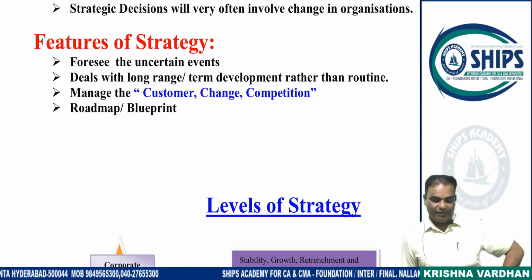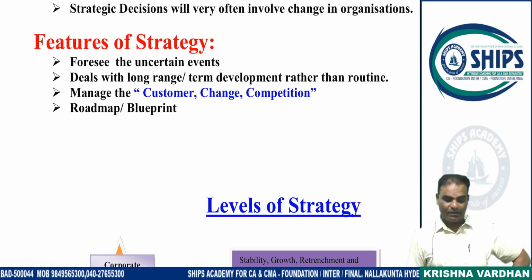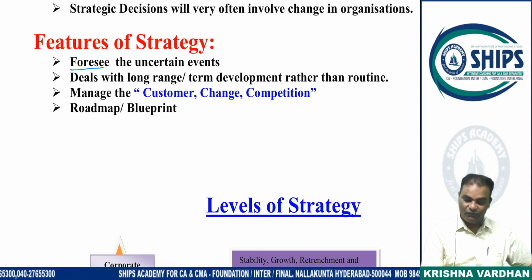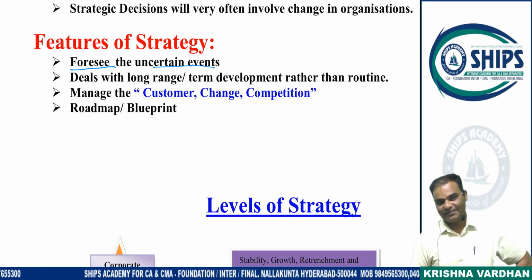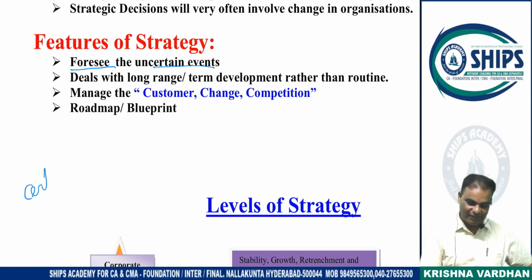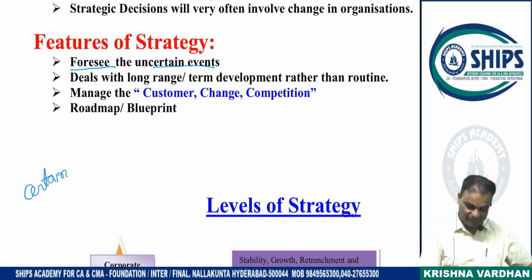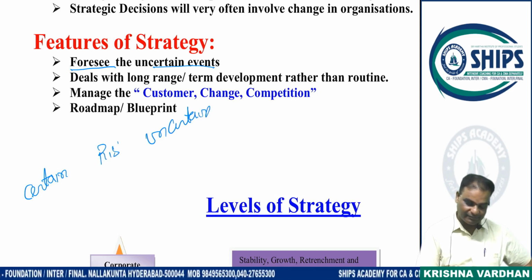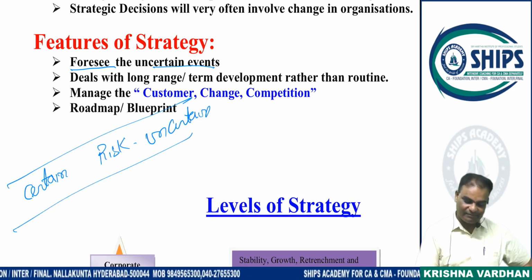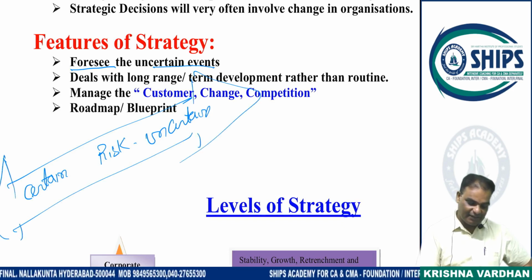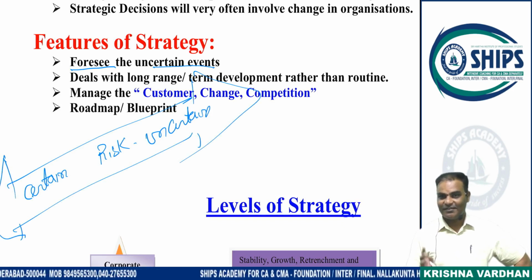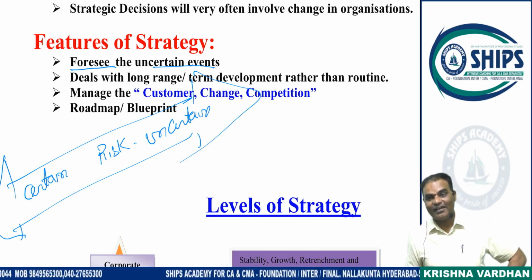See, when we are talking about the features of strategy, how will this concept of strategy help us? Strategy will help us to foresee uncertain events. First of all, what is the difference between certainty, uncertainty, and risk? Students, these are the 3 conditions for decision as a manager.